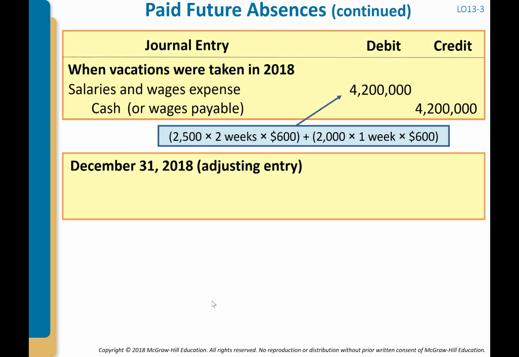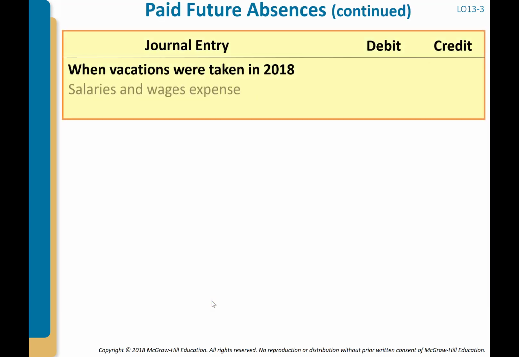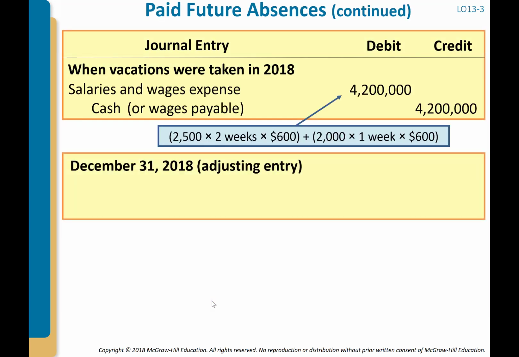Where does the 600 come from? 600 was that number that was covered up down here. That's the amount that was covered up down there. And so for these guys, we've got the 2,500 that had 2 weeks at 600, and the 2,000 that had 1 week at 600. So we go ahead and we accrue that pay for those individuals.